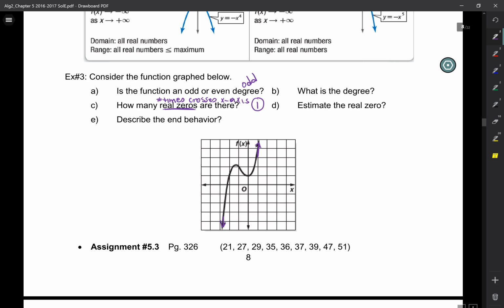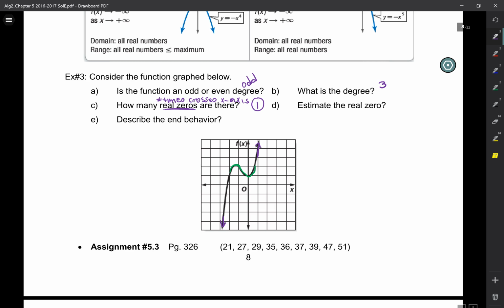Oh, we forgot b. So what is the degree of this? What would you say is the degree of this? 3, right? Why? Look at how many times it turns around. So one time here and another one there, and it's always going to be one more than that. So 3. Suppose you're on a roller coaster here, it turns around there, and then it turns around one more time. It turns around twice, and the degree is one more.